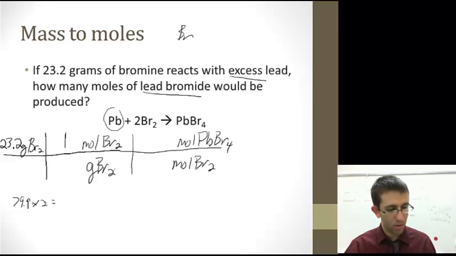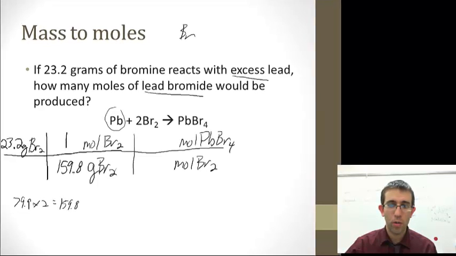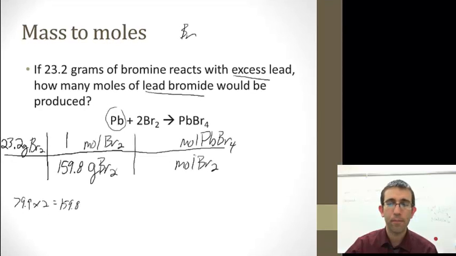79.9 times 2 gives me 159.8, and that's going to go right here. Remember, when you think grams, think periodic table. Alright, now we have a mole over a mole.